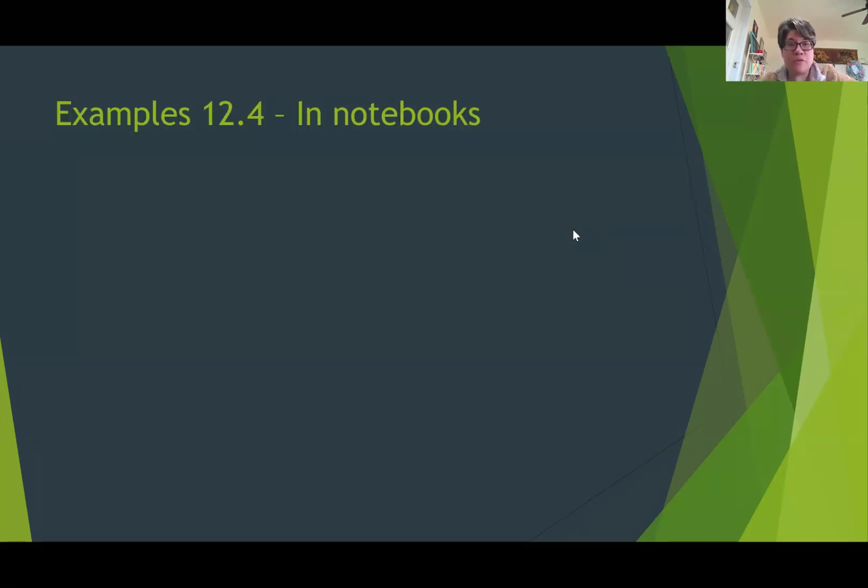Okay. So let's look in your book at example 12.4, and we're going to do these in your notebooks. Let me find what page we're on. Where are we in? Section 3. Okay. Oh boy, there's 7 of them. Okay, so we'll go through these.